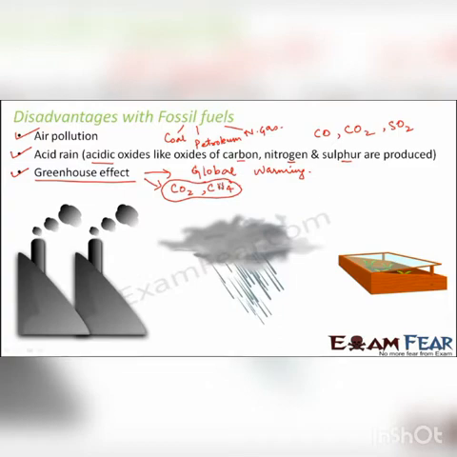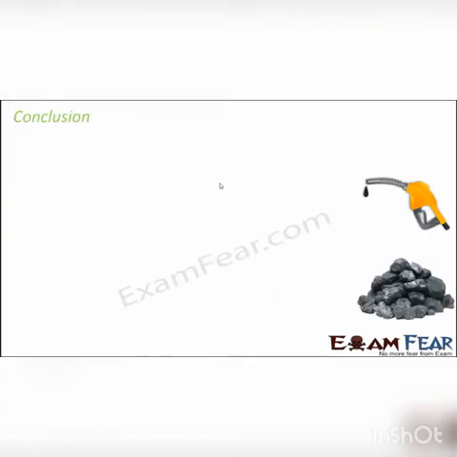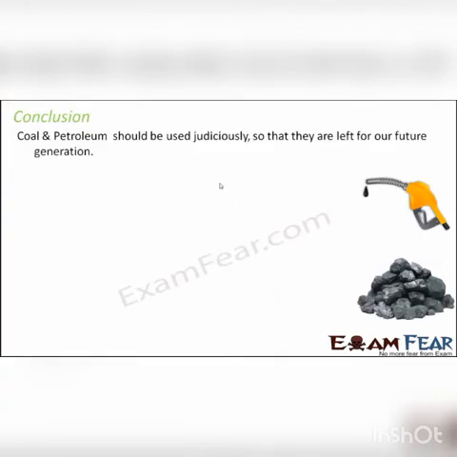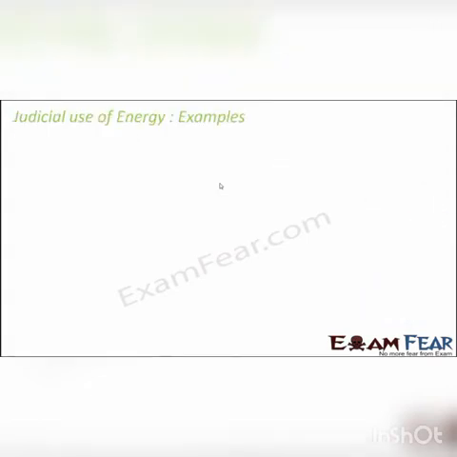And if we are getting benefit by harming our environment, then there is no point, because when the environment gets polluted, at the end of the day, it is we who are going to suffer. So we should always use these fossil fuels very judiciously. We should use them only to that extent which is extremely necessary. So coal and petroleum should be used judiciously so that they are left for our future generations, and also because if we use them in excess right now, the environmental effects will be so much that their advantages will fade away in front of their disadvantages.